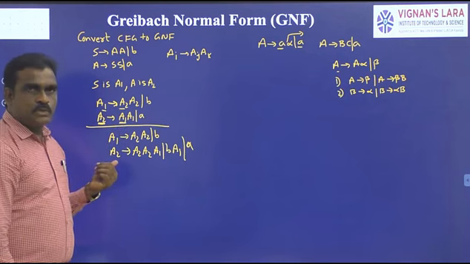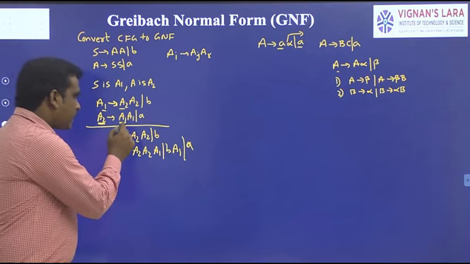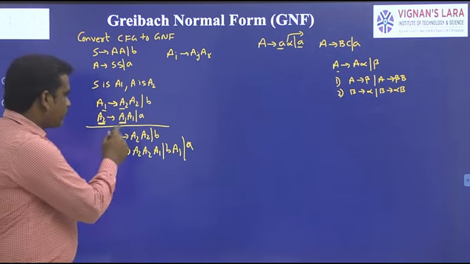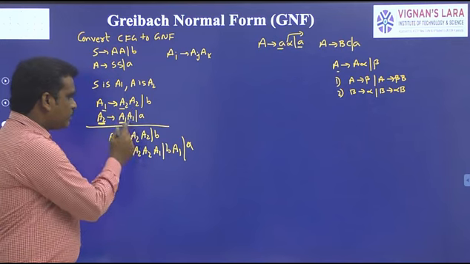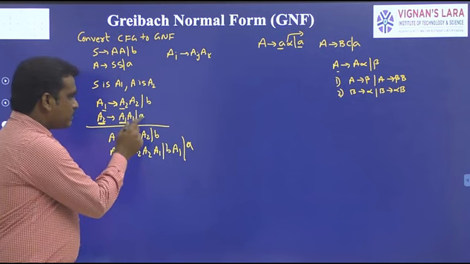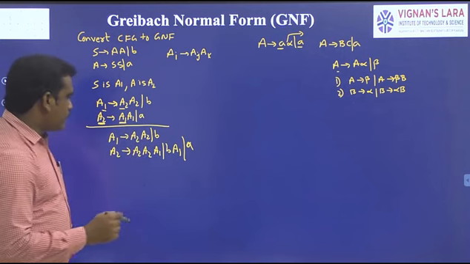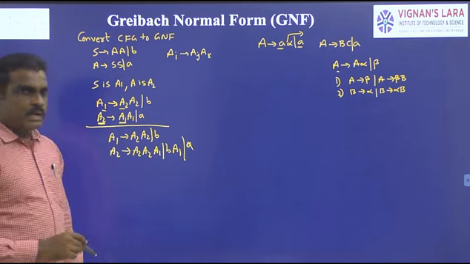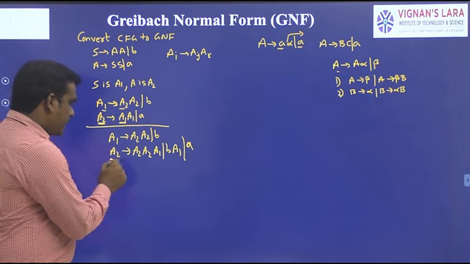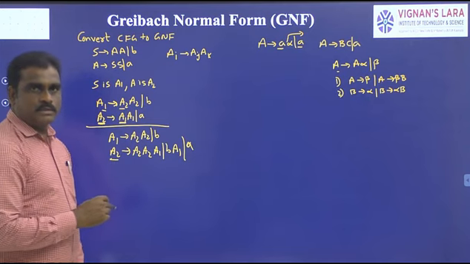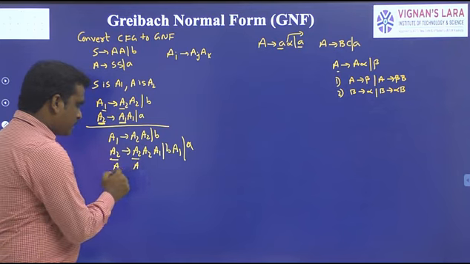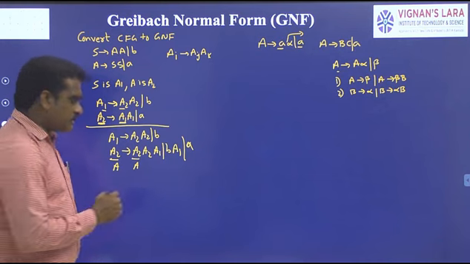Once the condition is true, the first symbol on the right-hand side of the production is replaced with those productions. So A1 is replaced with A2 A1, and A1 is replaced with B A1, and A2 has one more production, that is A. If you observe the second production, it is converted into left recursion form, because both start with the same symbol, A.